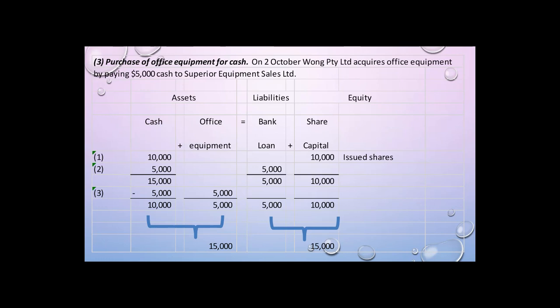Purchase of office equipment for cash. On 2nd October, Wong Proprietary Limited acquires office equipment by paying $5,000 cash to Superior Equipment Sales Limited. After transaction 2, you can see there we have cash $15,000. Now we purchase equipment using cash, meaning the cash will be reduced by 5,000. Then the 5,000 will be transferred to the account office equipment. So this is an example of an increase in one asset and a decrease in another asset. If you total both assets, that will be $15,000, while liabilities and equity will remain the same, $15,000. So again, still balanced.